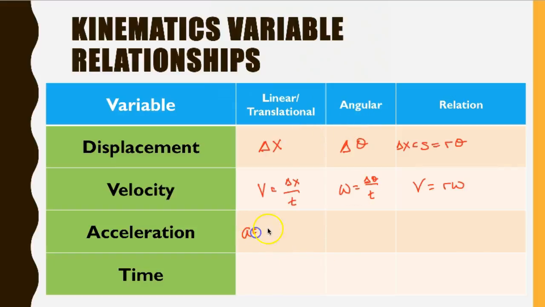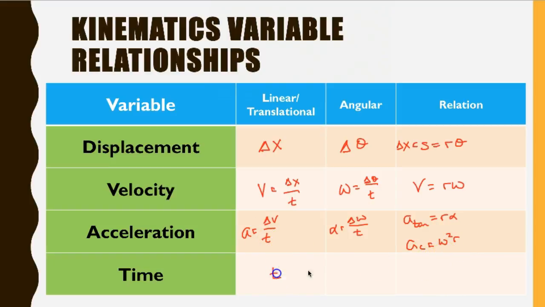Here, acceleration is written as change in velocity over time. Here, angular acceleration is the change in angular velocity over time. And so the relation between the two, we can write the tangential acceleration equals r alpha. Very important: tangential acceleration equals r alpha. And we also can say the centripetal acceleration was omega squared r. Sort of an interesting connection there.